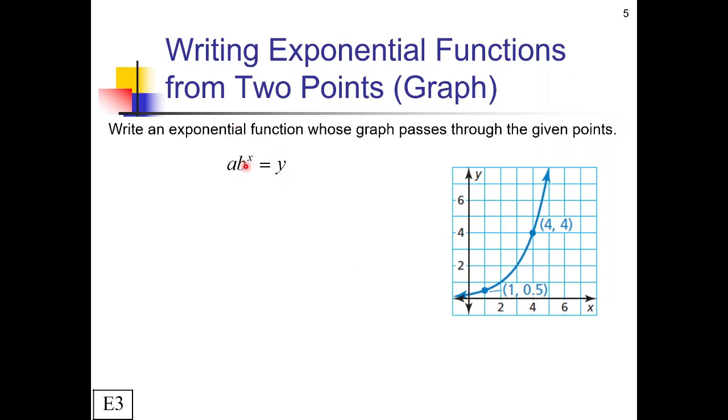And I'm going to do ab to the, let's see, I'll use my further along point here. So ab to the 4th equals 4. And then I'll use this point back here. So ab to the 1st power equals 1/2 or 0.5. And let's just divide these like we've been doing. A's are canceling. B to the 4th over b to the 1st is b to the 3rd, b cubed. And then 4 divided by 0.5 ends up being 8.